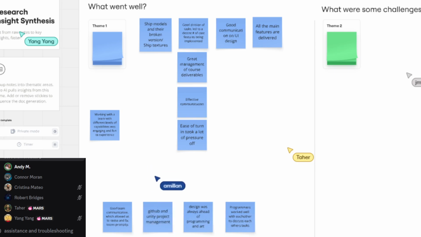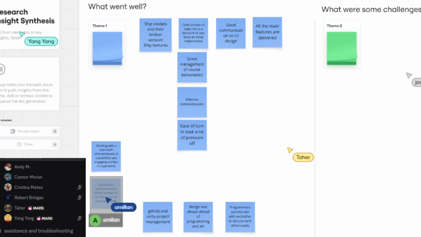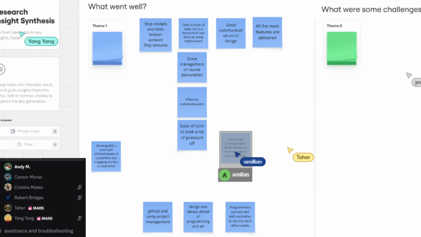Essentially it's me and Connor here. You guys were all working together, helping out James, helping out Robert, getting stuff going. So very, very awesome to watch and appreciate you guys doing that. I kind of want to put the good team communication here also, which allowed us to revise and fix issues promptly.